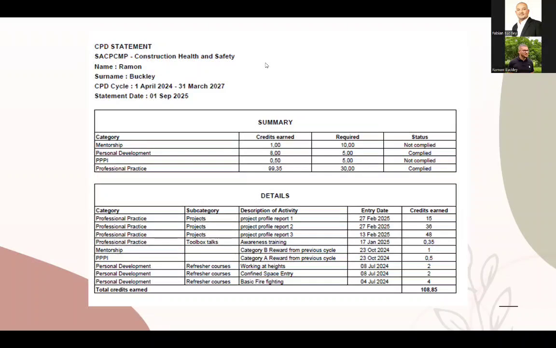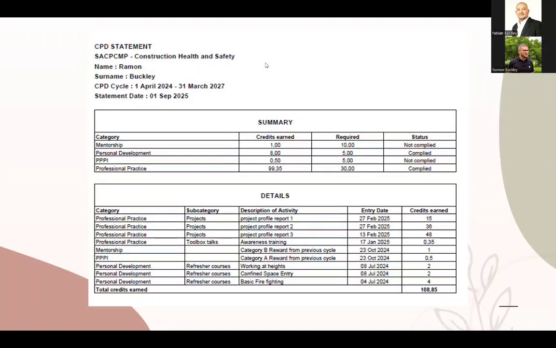So please, I just want to highlight, if you see the statement, this is just an indication of your progress in terms of where you are with your CPD cycle. Do not be alarmed if you see that you are written next to your status as not complied for all categories. You've still got the next 2 years to ensure that you do comply. And this is why we are doing the session, to ensure that you remain compliant.